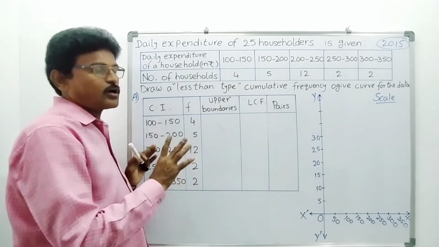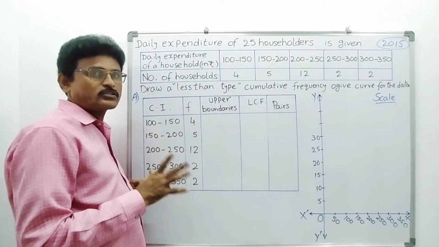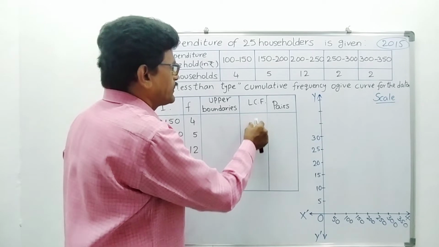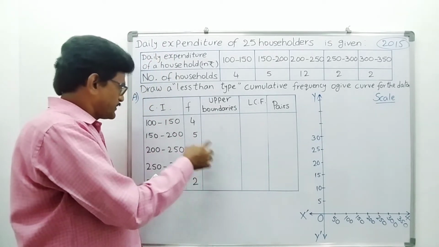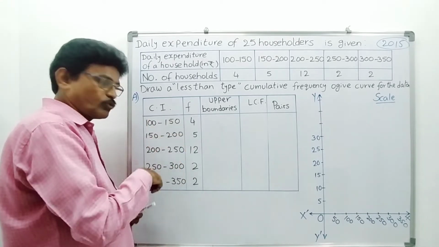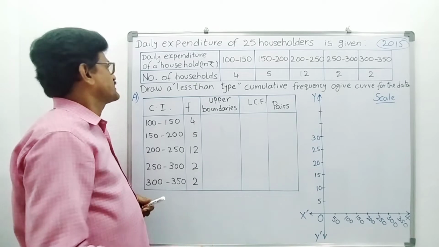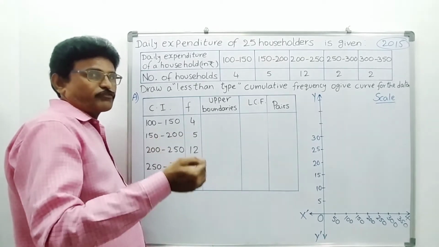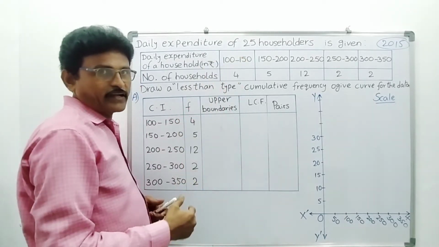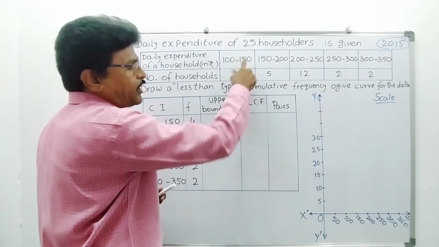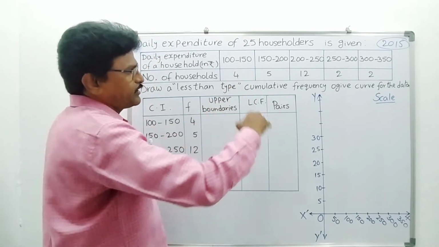Now these values are already given here. Now how are we solving the problem? Upper boundaries and less than cumulative frequency. These two are necessary here. Here these are upper boundaries, these are lower boundaries, right? Why do we need only upper boundaries? Just listen here. Here, less than cumulative frequency curve. First in this, less than 150 we have tried. Less than 150, how many houses are there? 4. Okay, up to 150, 4 houses.